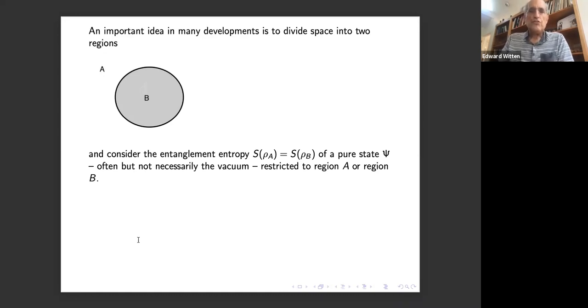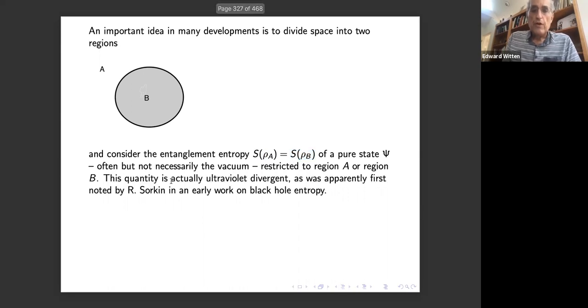But if you restrict it to subsystem A or B, well, if it were a lattice system, it would be correct to say it has a density matrix in system A and B. As we've discussed, that language isn't completely rigorous in the continuum theory. But nevertheless, you'd like to consider the entanglement entropy, S of rho A, which would equal S of rho B for a pure state. And it's actually important to consider it. Now, it's actually ultraviolet divergent, as was apparently first noted by Rafael Sorkin in early work on black hole entropy. And we'll get back to that on Thursday.